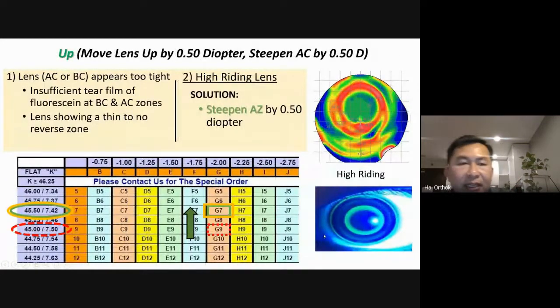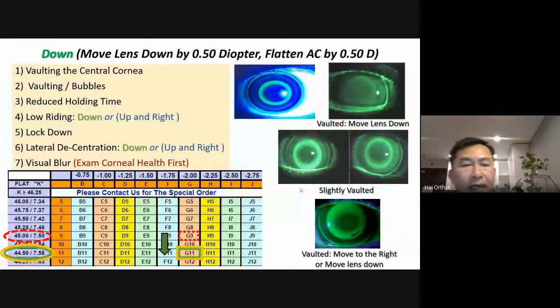Another case is if the lens is riding high. The lens rides high when it is too flat compared to the cornea. So if the lens is too flat compared to the cornea, we have to choose a steeper lens. In this case, we will exchange the G9 for a G7. We keep the base curve the same and the reverse zone the same, but we make the alignment curve half a diopter steeper. Another troubleshooting step is moving the lens down half a diopter.